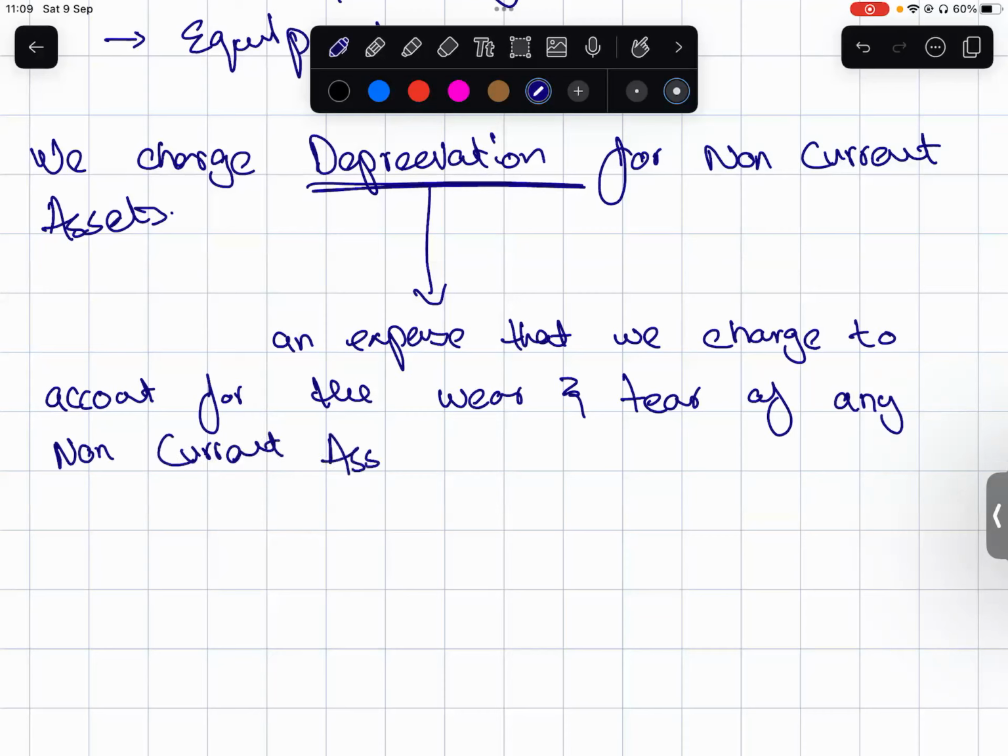You see, when you use assets, their condition starts getting worse as time progresses. Or maybe if it is a technological asset, like for example, if it is a computer, then the technology may start becoming obsolete. So to account for those sorts of things, we charge depreciation. Are you with me, Zan? Is this clear? The concept of depreciation.